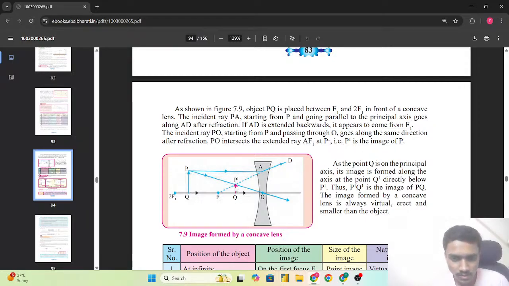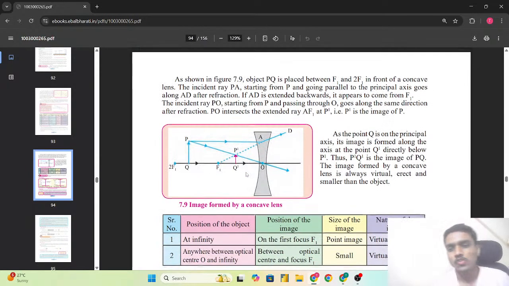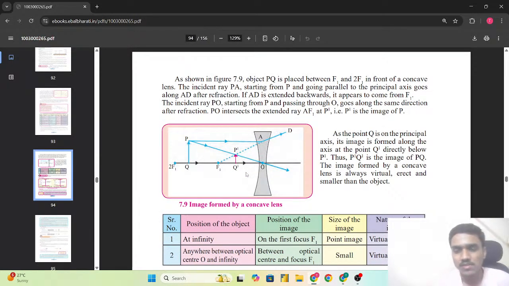Means here we can see P dash and Q dash is the image which is formed here. As the point Q is on the principal axis, its image is formed along the axis at the point Q dash directly below the P dash. Thus P dash Q dash is the image of PQ. The image formed by a concave lens is always virtual, erect and smaller than the object. So again, this is one of the important points related with the concave lens, as the image formed by the concave lens is always virtual, erect and smaller than the object.